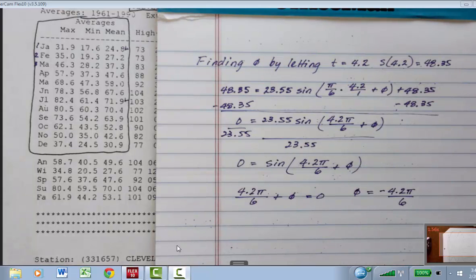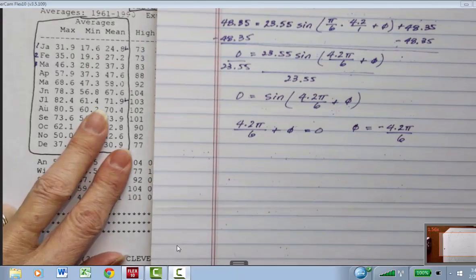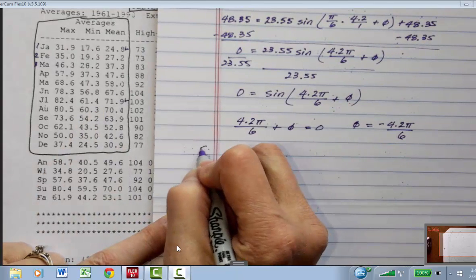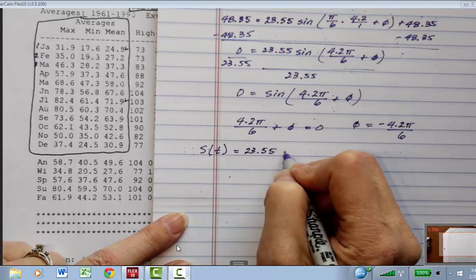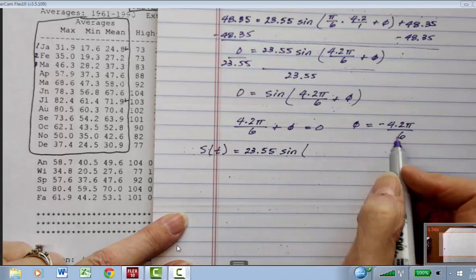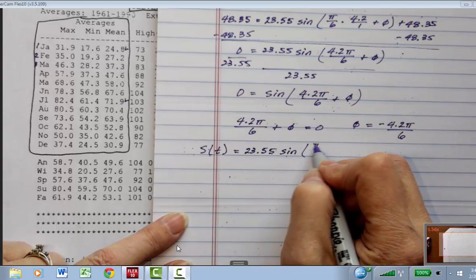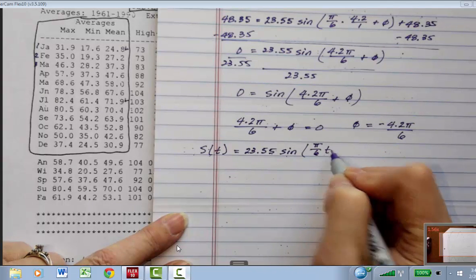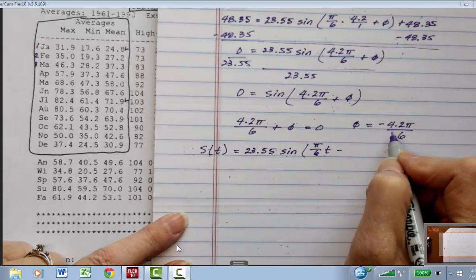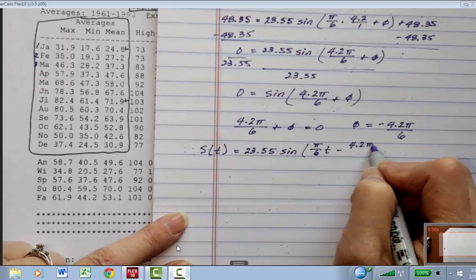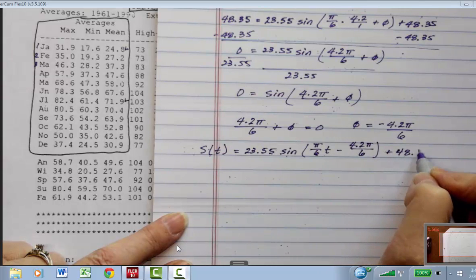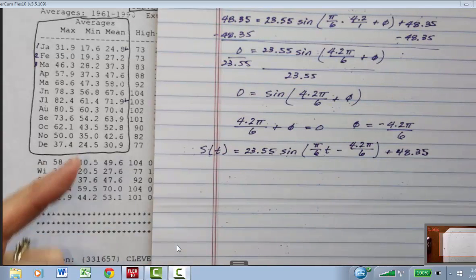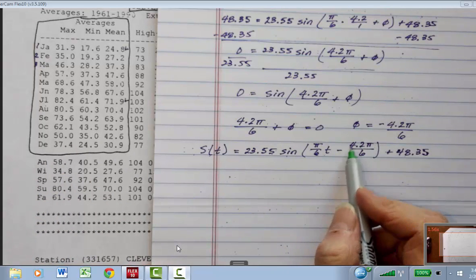So now I'm going to put this particular equation into my calculator. S of t is equal to my amplitude, 23.55, sine, and now I'm going to put in pi over 6 is my omega, t, minus, and here's my phi, 4.2 pi over 6 plus 48.35. So the only thing that's changed in this equation is this number right here. Everything else has stayed the same.